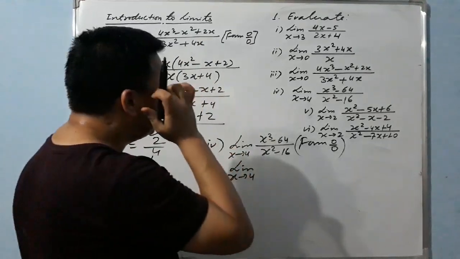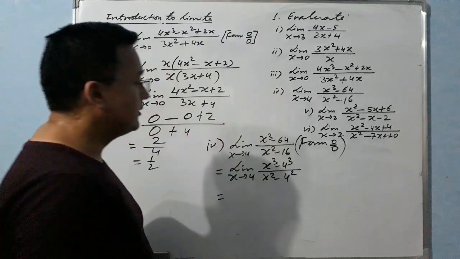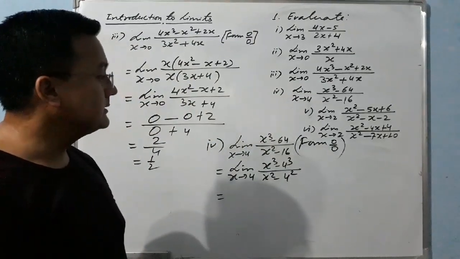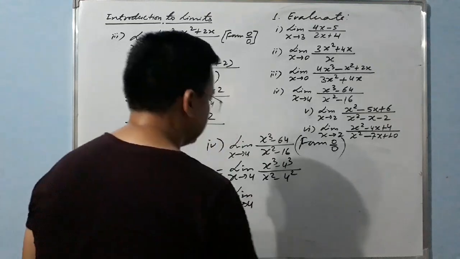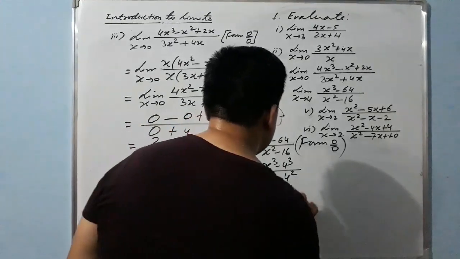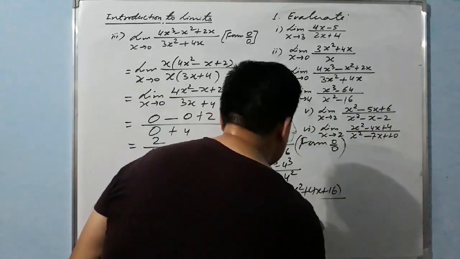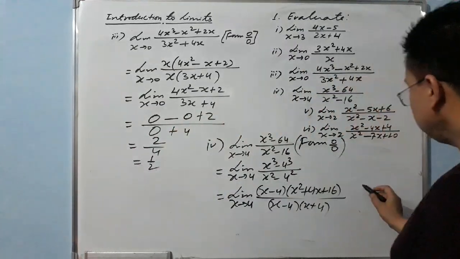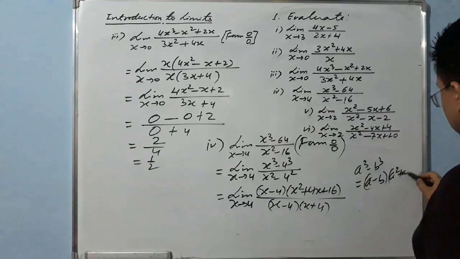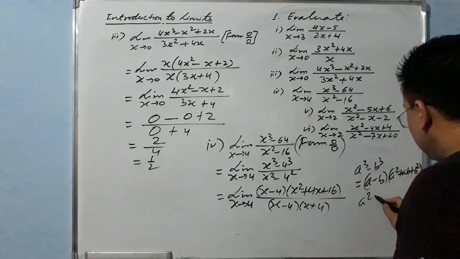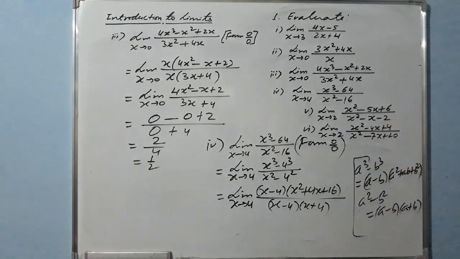So let's simplify. We can write x cube minus 4 cube and x square minus 4 square. In earlier classes, I think you might have studied a cube minus b cube. Limit as x tends to 4, write down here: x minus 4 and x square plus 4x plus 16 upon x minus 4, x plus 4. Here I have used the a cube minus b cube formula, a minus b in factorization form, a square plus ab plus b square. And the second one, the a square minus b square formula, means a minus b, a plus b. Definitely you have studied this in earlier classes.